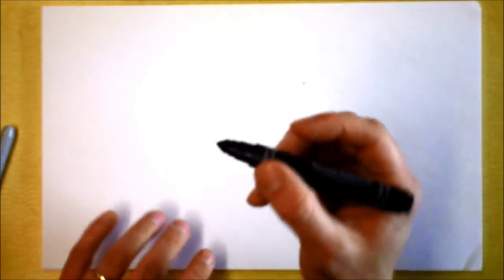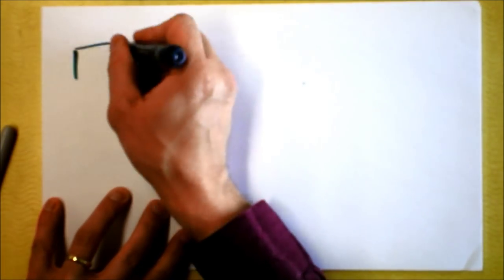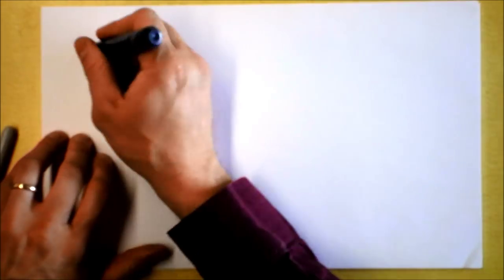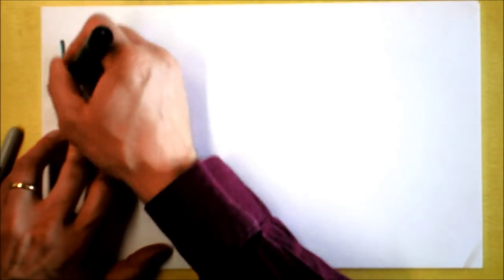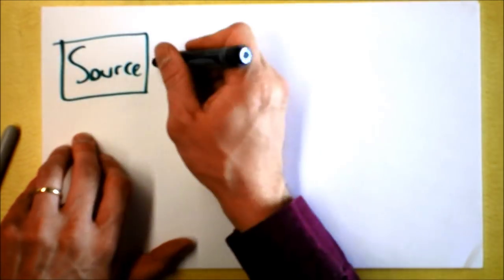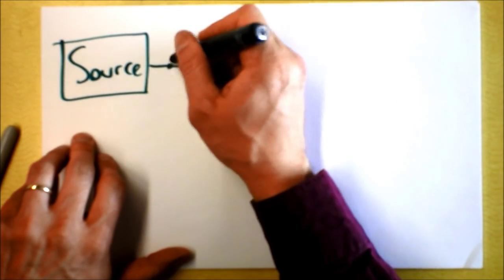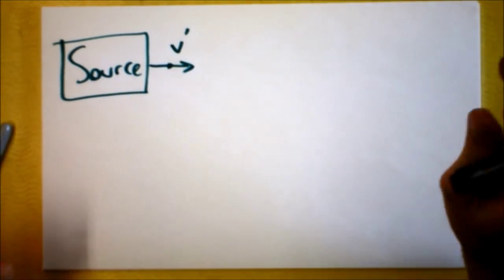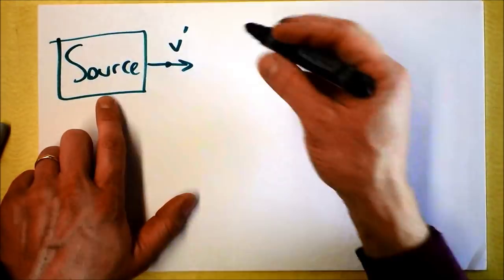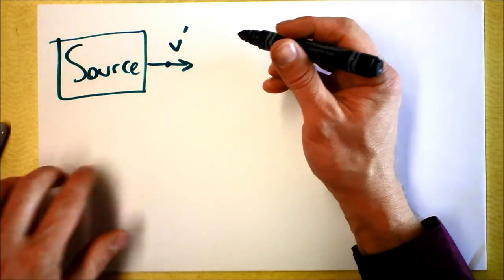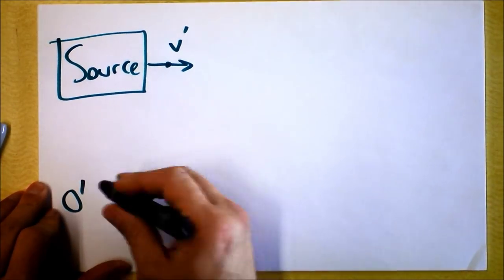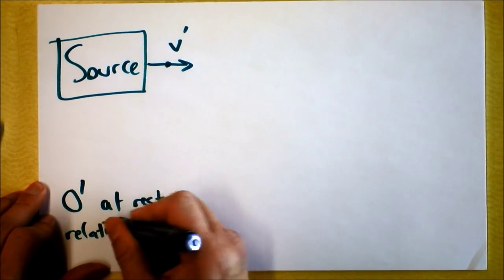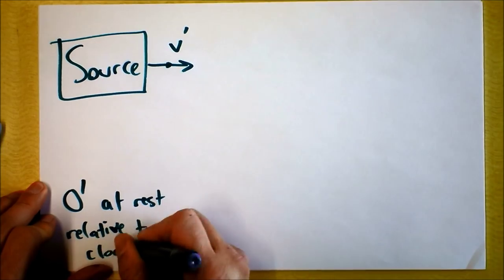Okay, so what you need first is a diabolical timing device. First, you have a source. Oh, that's gross. Let's make a proper source. I'm going to write the word source, and then I'll box it in. There's a source, and the source is sending particles this direction, and they're going at a speed v prime, as seen by someone who is at rest relative to the source. Now, the source is not moving, according to this observer. I'm going to call the observer O prime, at rest relative to the clock. This is my timing device.